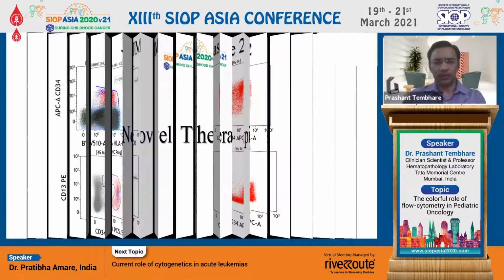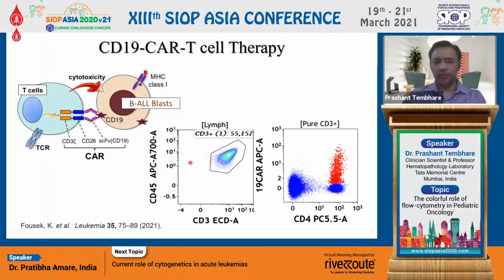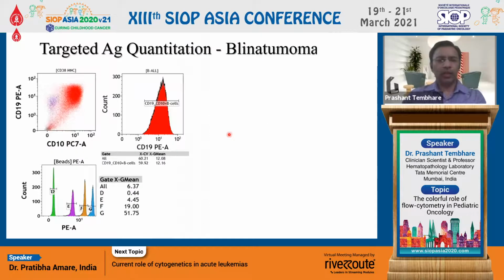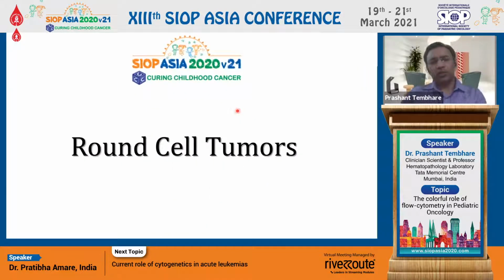Among the novel therapies we use, like CAR T therapy, we can identify the presence of CAR T cells in CSF or peripheral blood in a patient. This is novel, using an antibody against the fragment of CD19. And we can quantify the antigens present on the blast, like CD19 in targeted therapy with blinatumomab. Now, these are the applications.